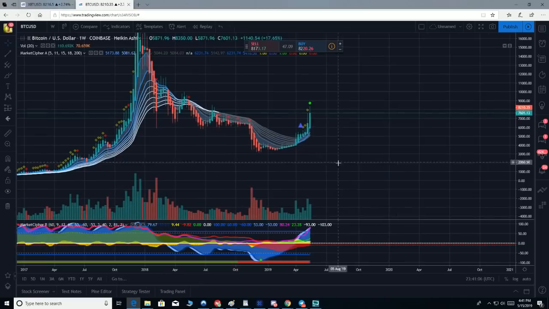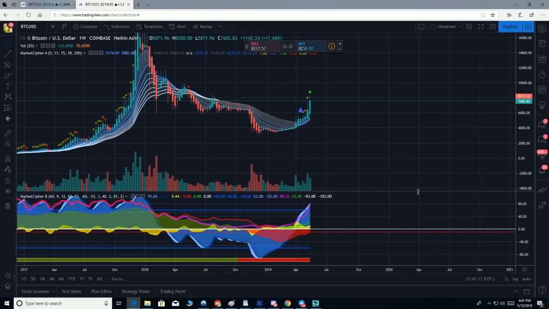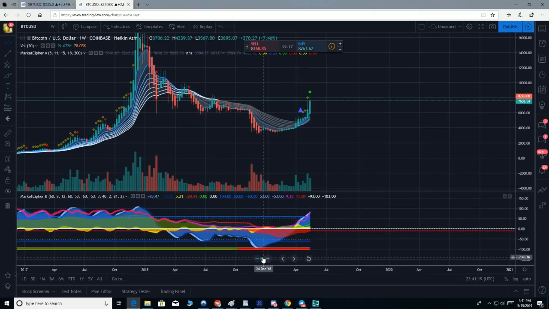Ooh, I can't wait to get to Market Cipher B. Oh, by the way, look what called the bottom. The very bottom. Market Cipher B. Green dot on the weekly, way down here. And this, we'll transfer into Market Cipher B. Boom. Green dot. Boom. Bottom of the market, 3,181. My indicator called the very bottom of the market.